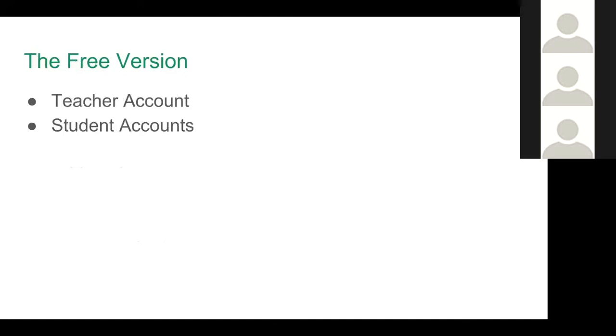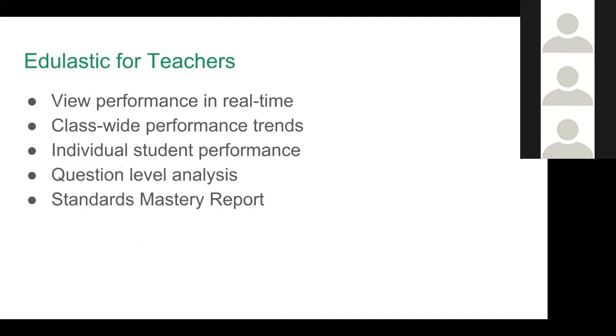So what is in the free version? The free version consists of both a teacher account and any associated student accounts that are connected to that teacher's account. And there are many benefits for teachers within the free version of Edulastic. One is that teachers can view performance in real time. They have immediate performance data that they can access, even while the students are just taking the test and the test is underway. Teachers also can see not only class-wide performance trends, but also individual performance at the student level.